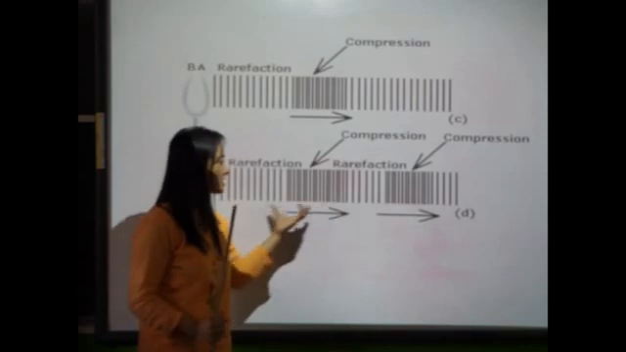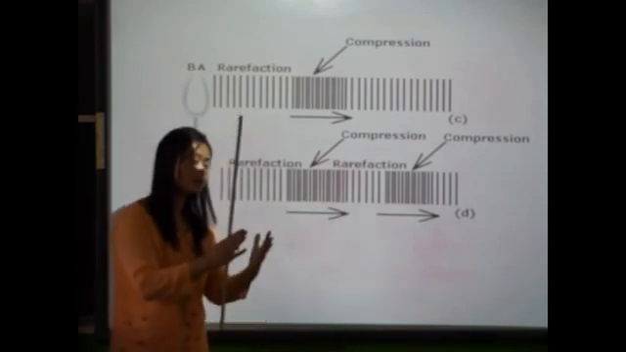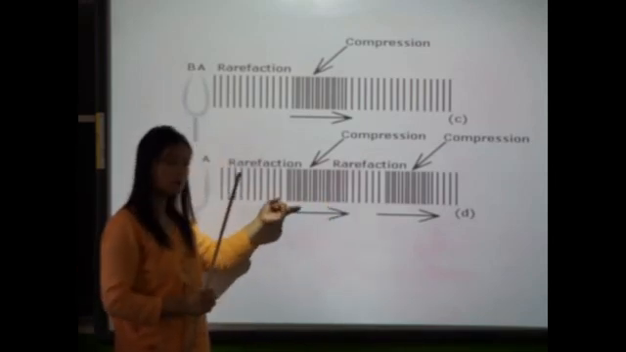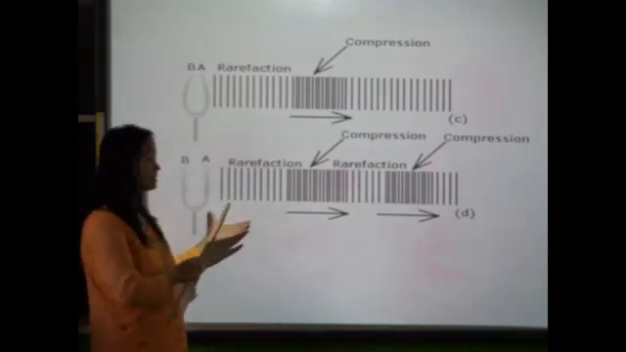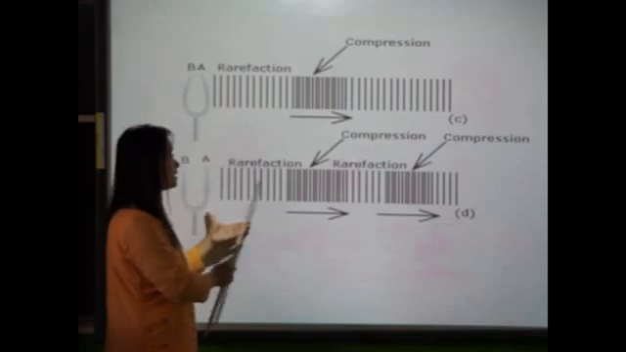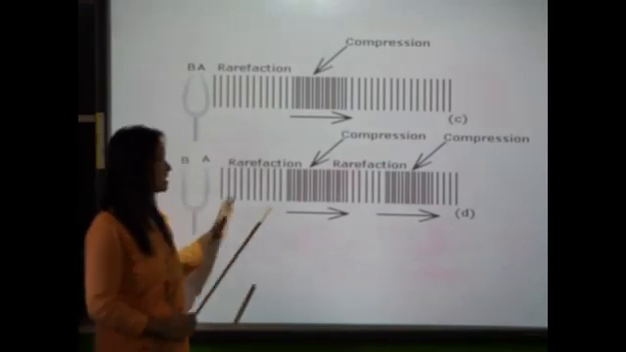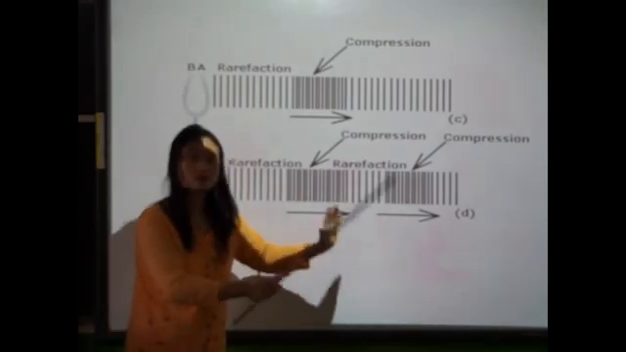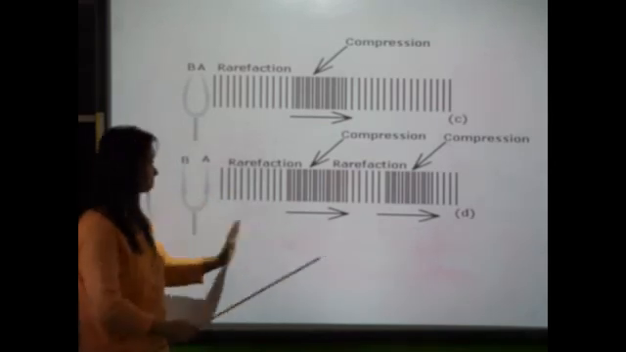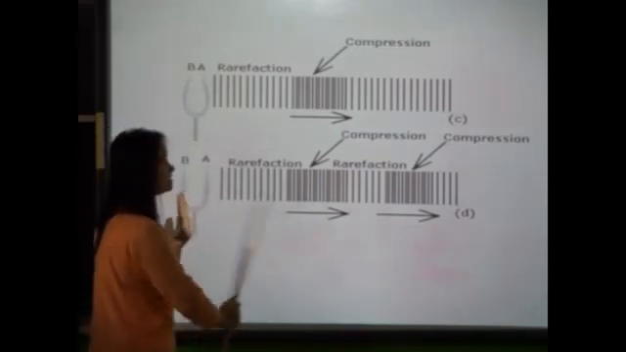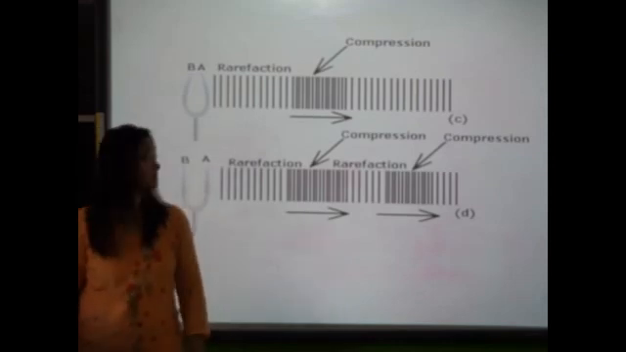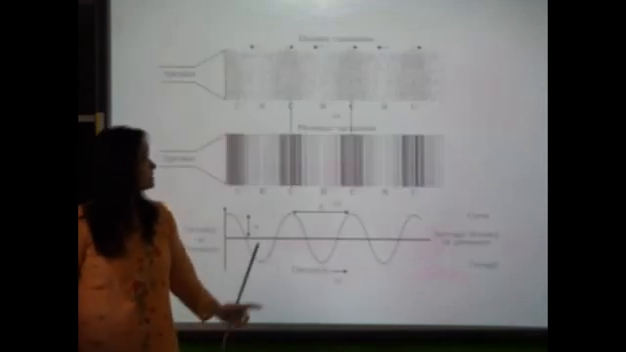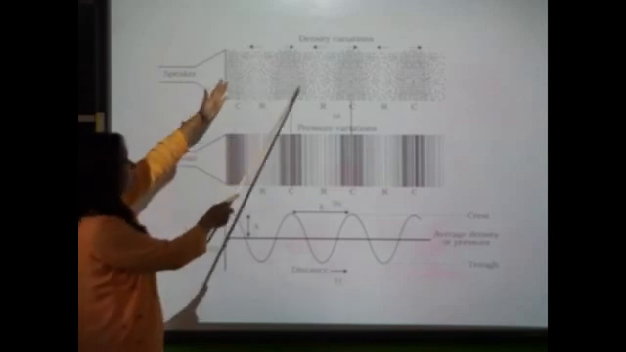So when the particles come together, when they are pushed together, it's called compression. And when they come back to their normal position, that's called rarefaction. Okay, so this is how a longitudinal wave travels. This is how sound waves travel. That means to and fro. See, this is how it moves. This is actually how it moves.